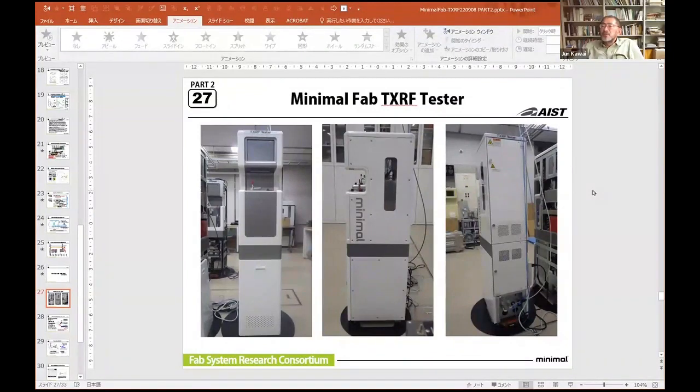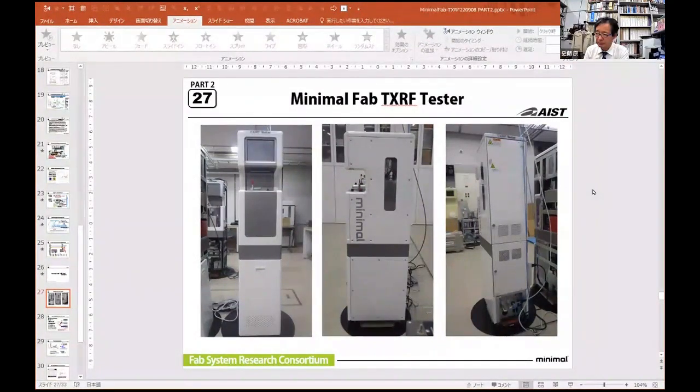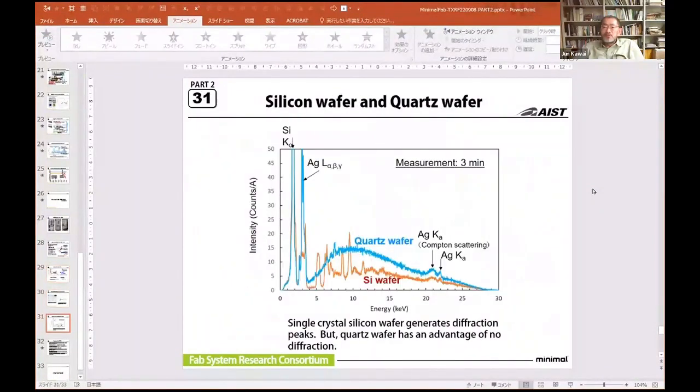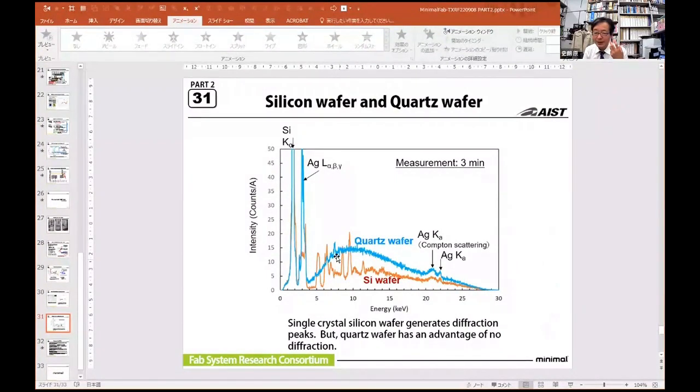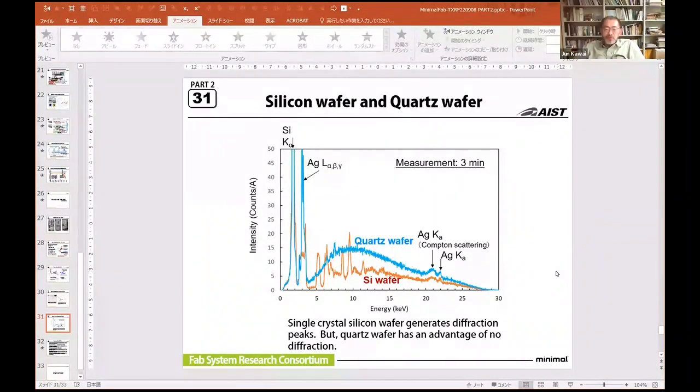I have one question. It's a non-monochromatic X-ray irradiation, so that means X-ray diffraction from the silicon wafer. That's right, this is diffraction interference. If we use a quartz wafer, it's not crystalline, so we don't see the diffraction peaks. It is smoother. So it depends. It's a shortcoming of non-monochromatic TXRF. If you can use monochromatic TXRF, maybe this kind of peak can be eliminated.